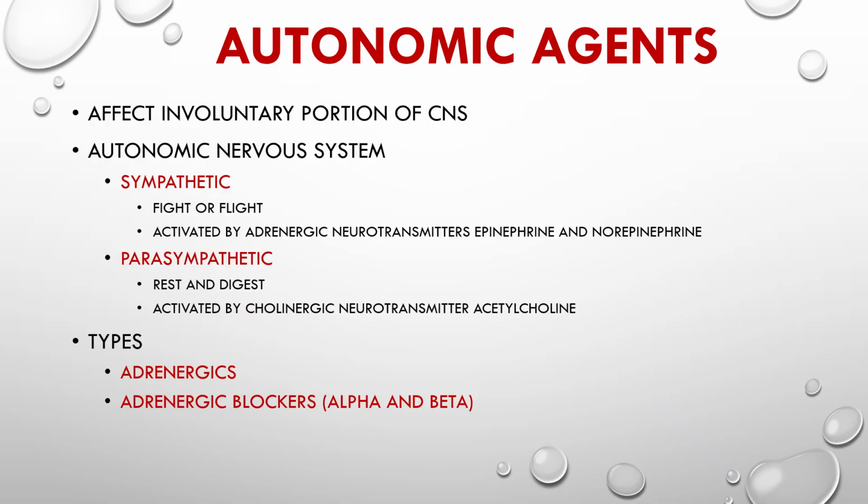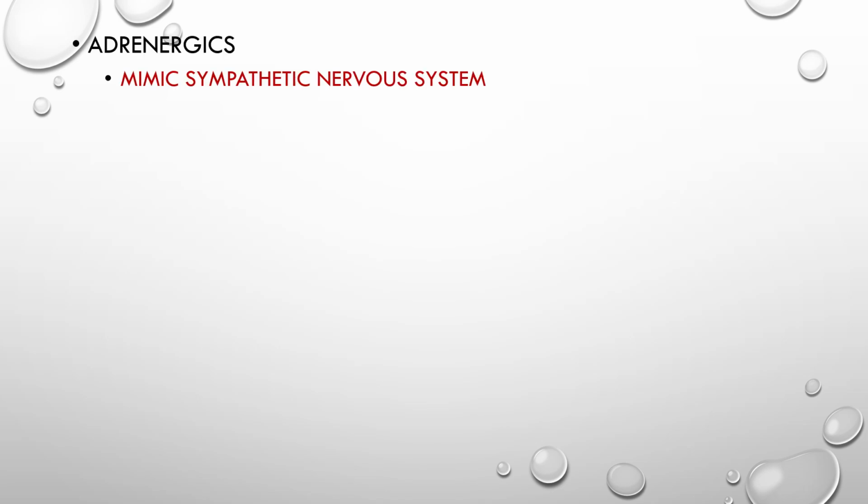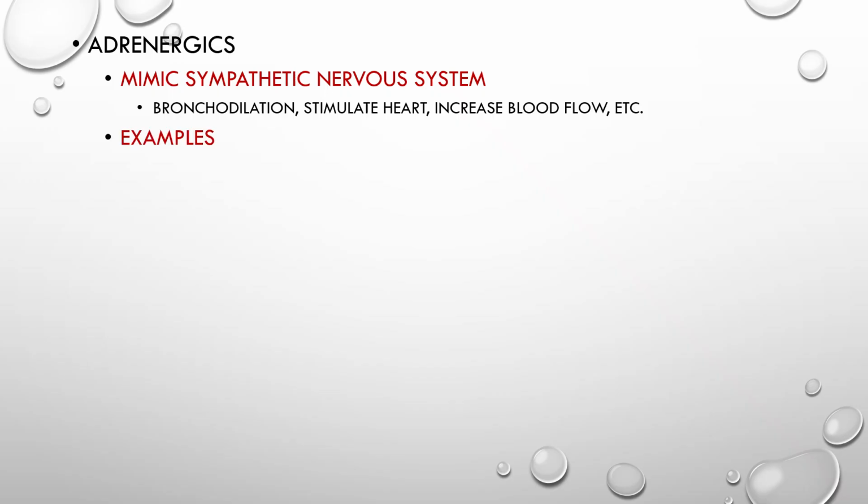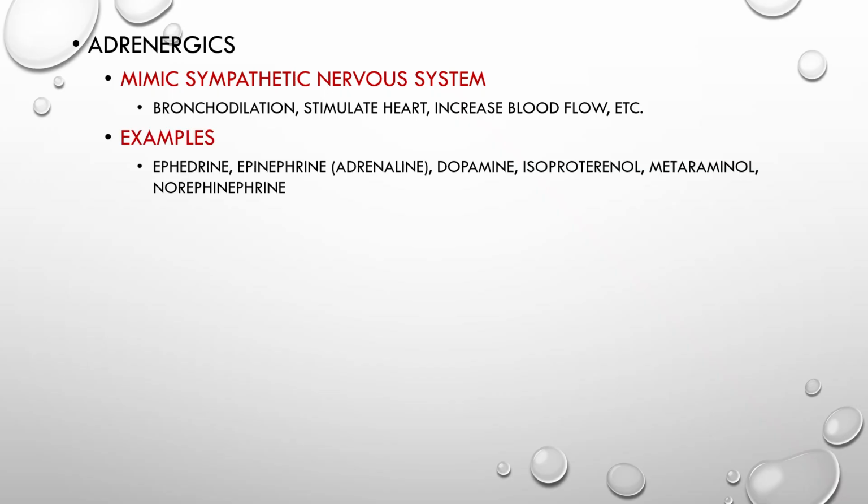Now, the types of autonomic agents, we have adrenergics, and those are going to mimic this cycle. Adrenergic blockers, obviously to block them, cholinergics and cholinergic blockers. Each of these, the adrenergics, these are going to mimic the sympathetic nervous system, which is that fight or flight response. So this is going to dilate the bronchioles. We need more oxygen in for that energy demand. Stimulates the heart, contracting more, getting more fuel to the body, and increase blood flow, again, delivering that glucose. Some examples here, ephedrine, epinephrine, dopamine, and others here. Again, we see that epinephrine again here, just like that agonist for the local anesthetics, it is an adrenergic as well.